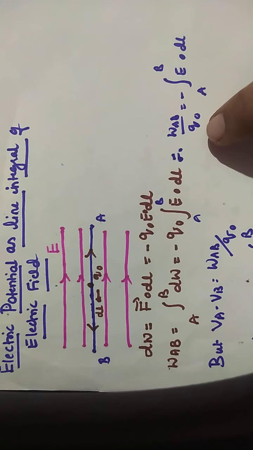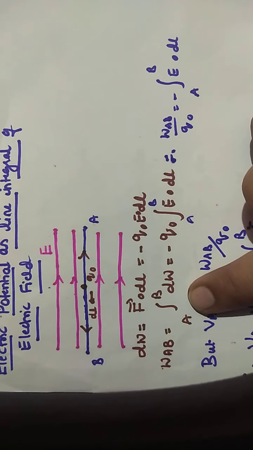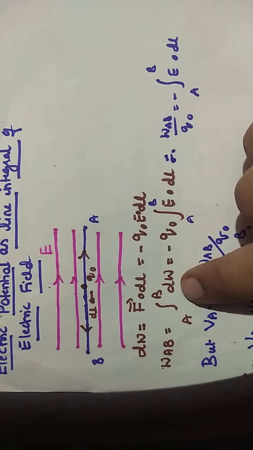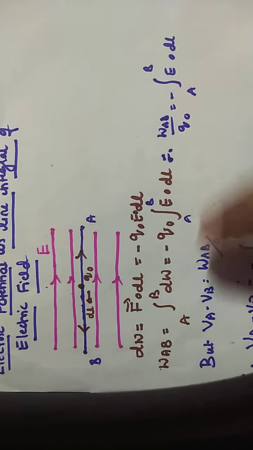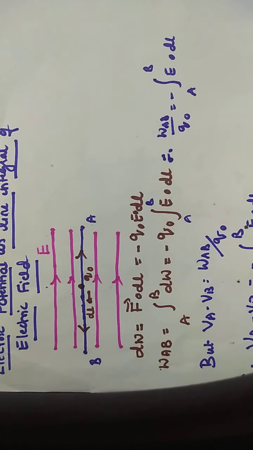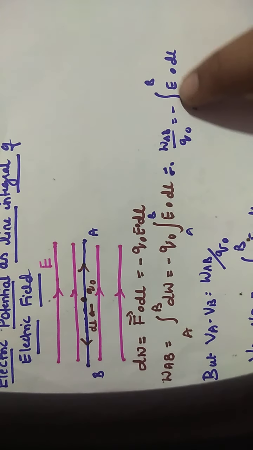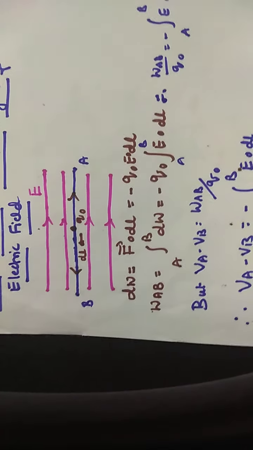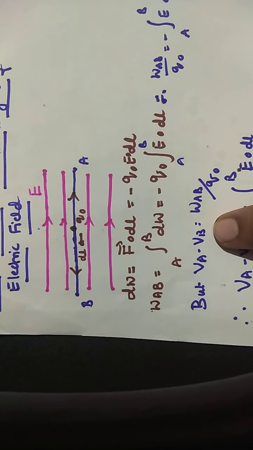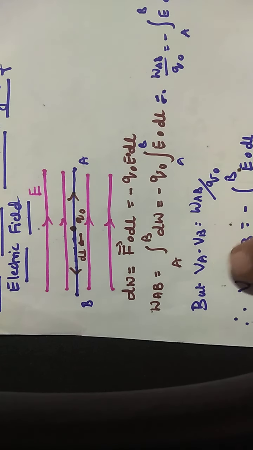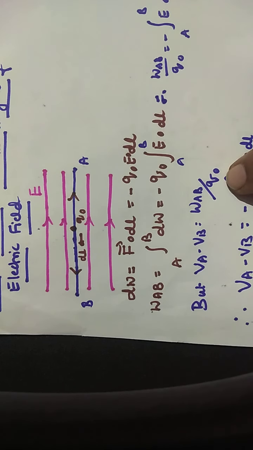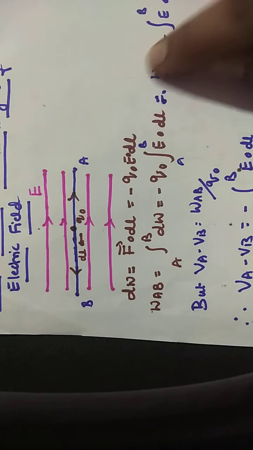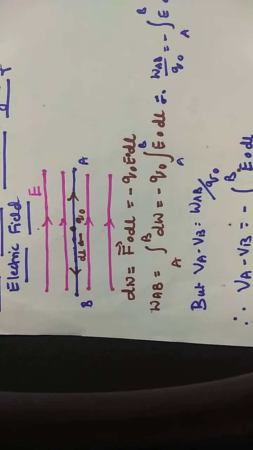So this will be equal to, if you take the Q naught to the left hand side and write this integral of dW from A to B as WAB, then it will be equal to negative integral of E dot dl between the limits A and B. Now we all know that the potential difference between the points A and B is also given as WAB divided by Q naught. So in this place we have to write, VA minus VB is equal to minus integral of E dot dl between the limits A and B.